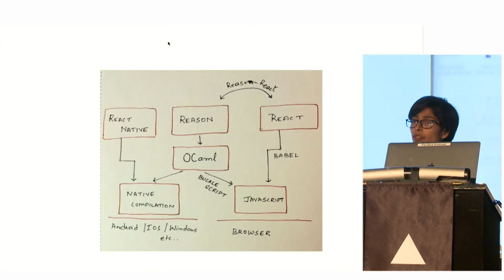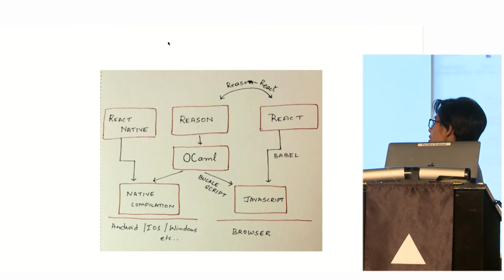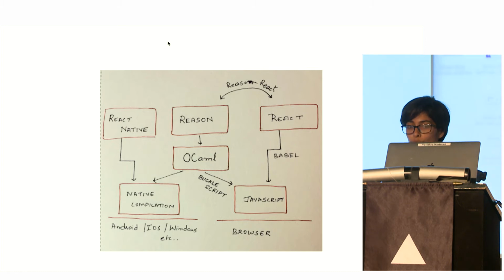How I like to understand it, feel free to correct me: Reason spits out OCaml, which can be compiled into native compilation or JavaScript, and React directly spits out JavaScript, right? So if you want all the Reactness in your Reason, that's when you use ReasonReact.